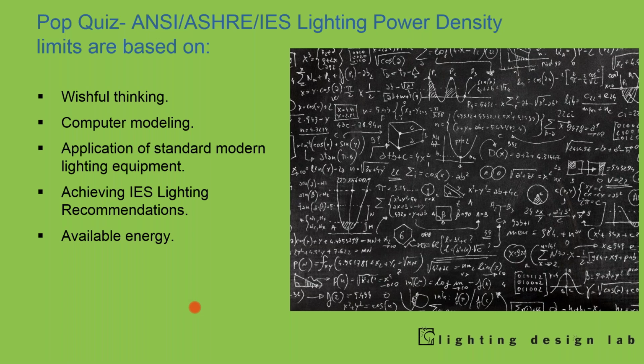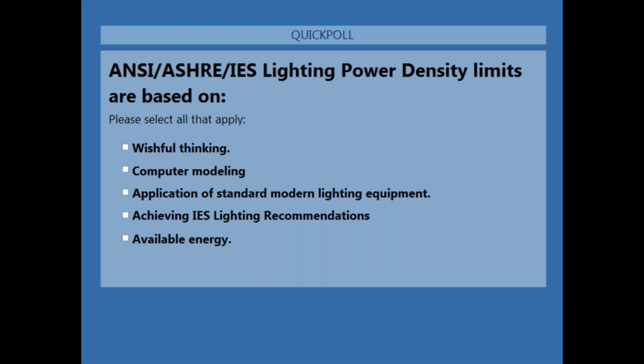Okay, another pop quiz. And we are going after ANSI ASHRAE IES lighting power density limits. What are they based on? Please select all that apply. Are they based on wishful thinking? Are they based on computer modeling? Application of standard modern lighting equipment? Achieving IES lighting recommendations? Or are they based on available energy? Please select all that apply.